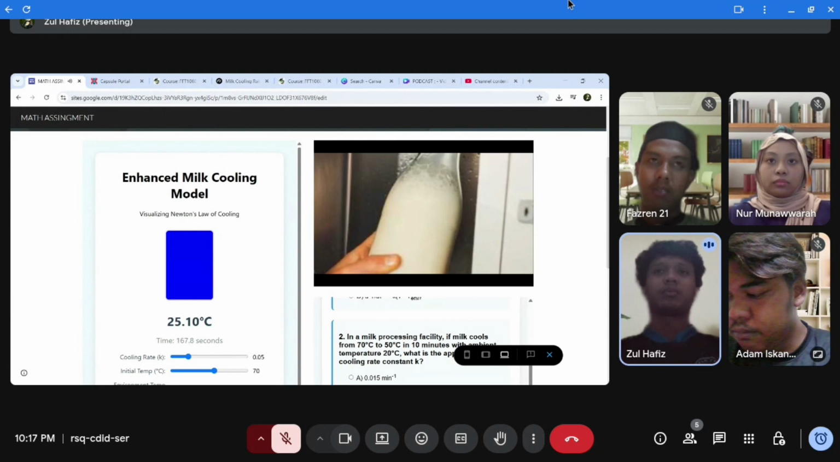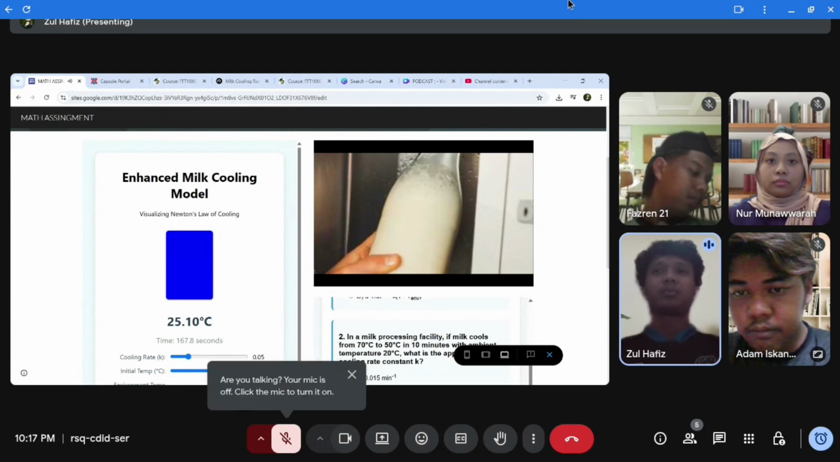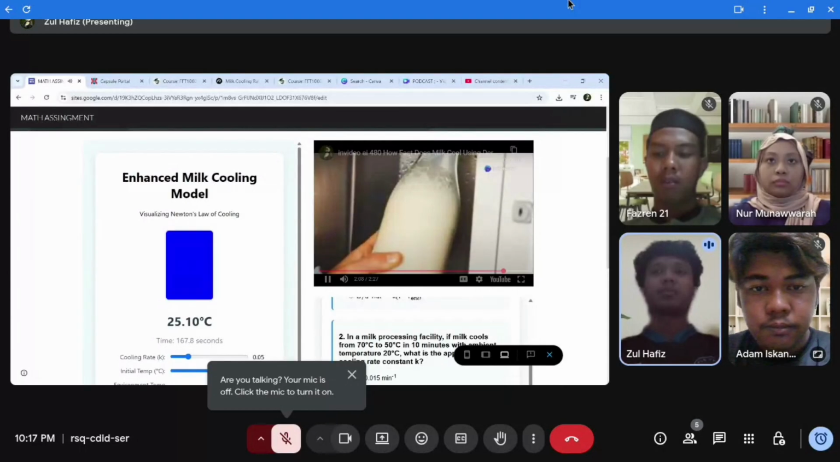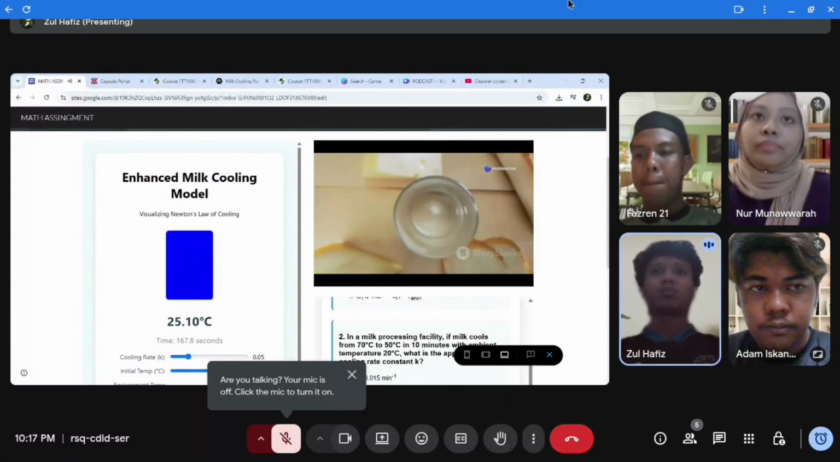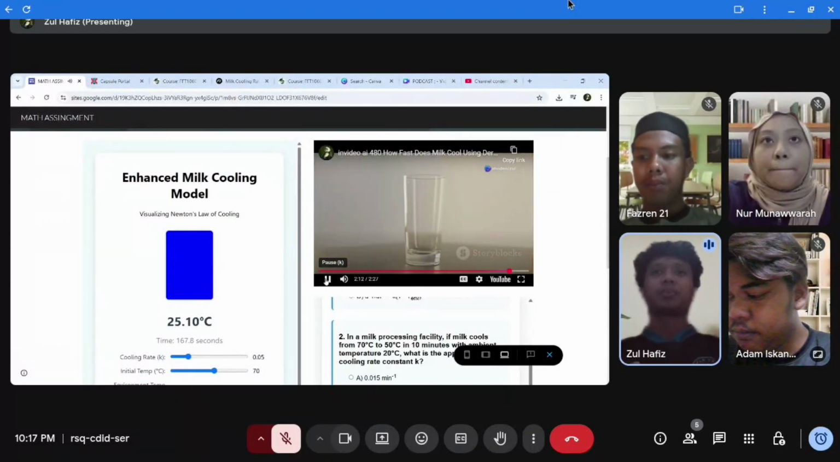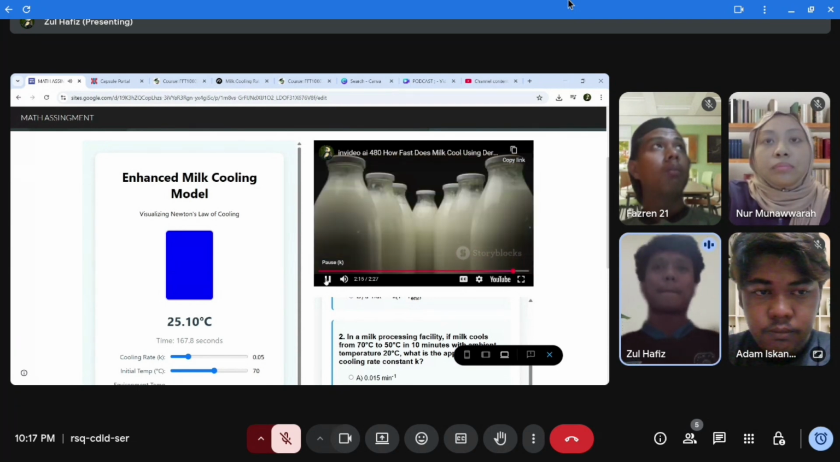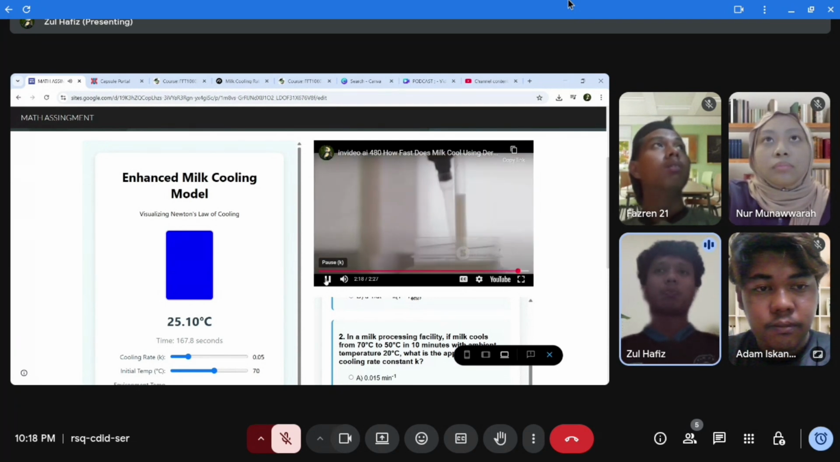The cool part? You can predict exactly how long it'll take to reach any safe temperature just by solving the equation. So next time you pour a glass of milk, remember, behind that smooth, cold pour is a whole world of math, and a derivative making sure it's safe to drink. Stay curious and keep thinking like a scientist.